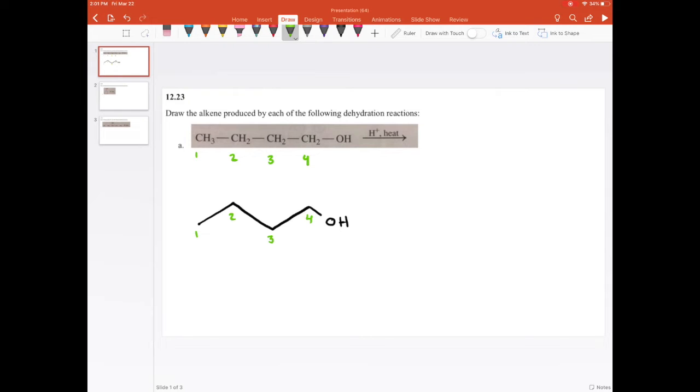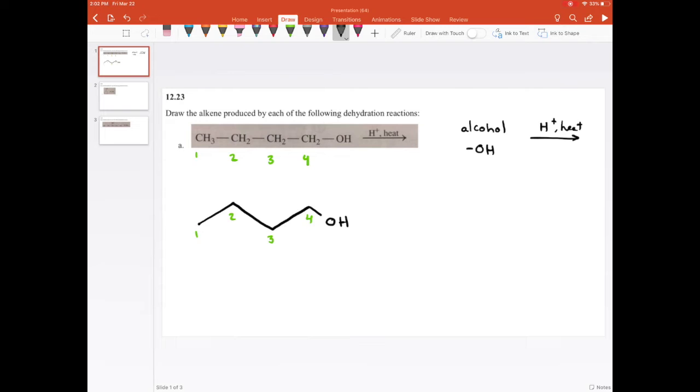Now you'll recognize this dehydration reaction because you'll have an alcohol, and that's a carbon chain that has an OH on it, and then over the arrow you'll have H plus and heat. Those are the signs to do the following steps.